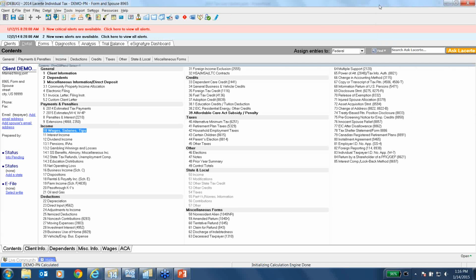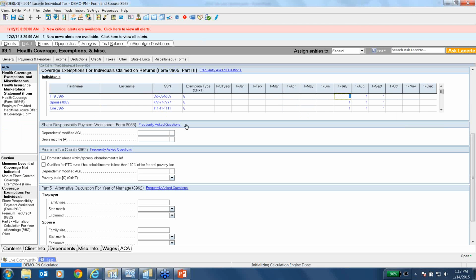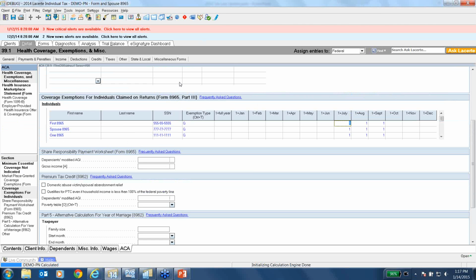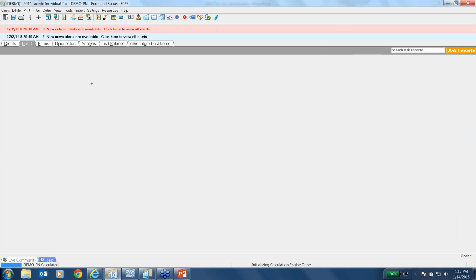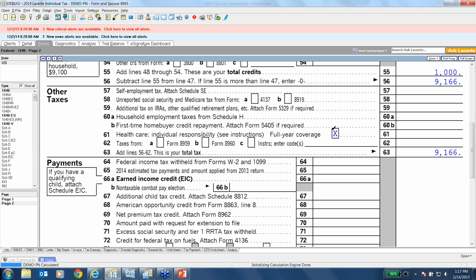How do we check that box on the 1040? We go to screen 39, and we say entire household covered for all months. Put 1 in there, checks the box, turns off the penalty.